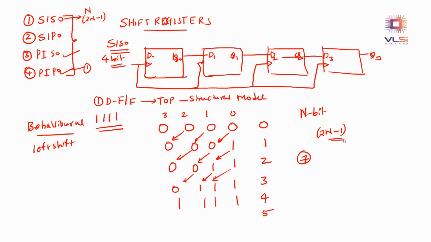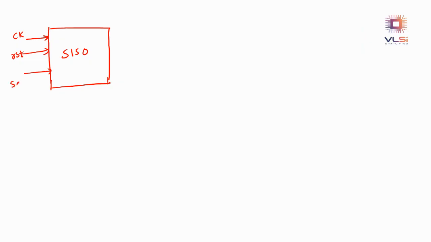If you see the basic block diagram for the behavioral modeling of the SISO, internally there will be 4 D flip-flops. What are the inputs and outputs for this SISO? You have the input clock, next a reset pin, and a serial in bit, which is 1 bit, and next you have serial out, which is also 1 bit.